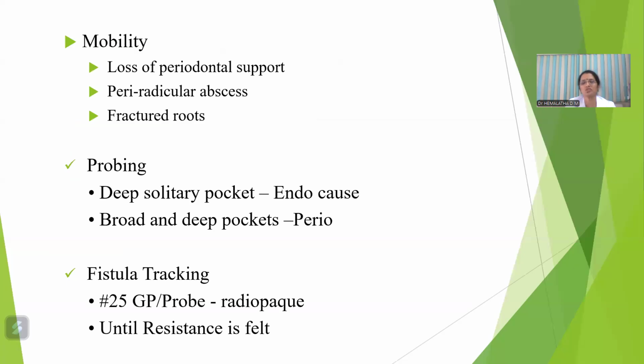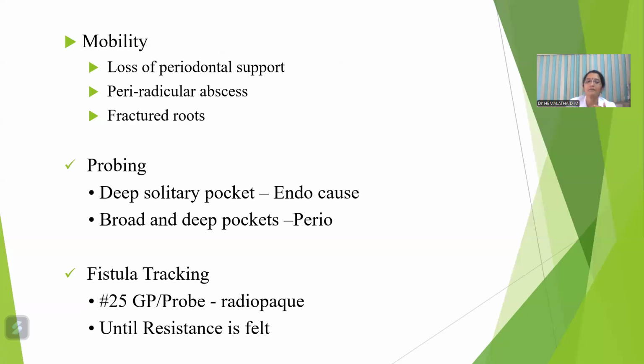Coming on to mobility, whenever there is mobility, it is evident that there is loss of periodontal support. Most commonly in those states, you will have associated periradicular abscesses, and there are chances of a fractured root. Coming on to probing, whenever you are probing, if there is a deep solitary pocket, there is a high chance of an endodontic origin lesion. Or else, if it is due to a periodontic reason, the periodontal pocket will be broad and deep.